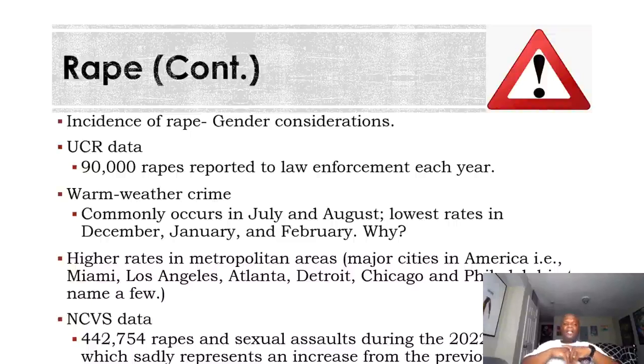It is a warm weather crime, occurring definitely in the July-August months, June to an extent. Right now, at the time of this lecture, it is June. Why are rates lowest in December, January, and February? It's cold. People are staying inside. People aren't meandering around outside trying to go from place to place or potentially break into a residence to assault somebody. They are staying inside.